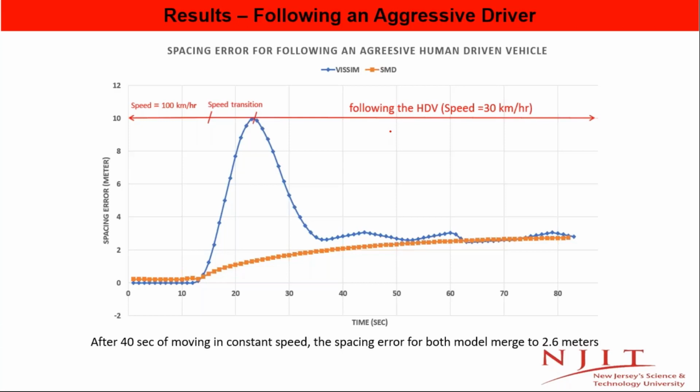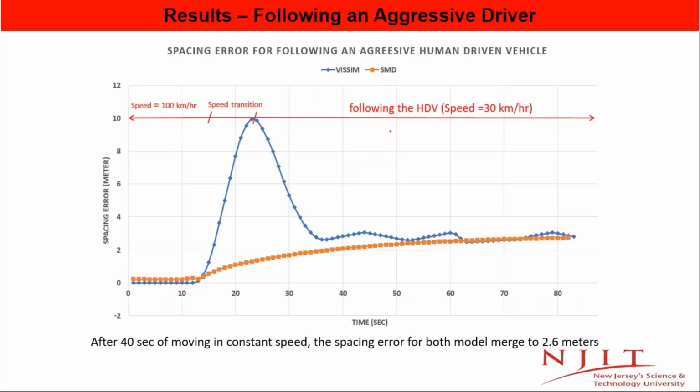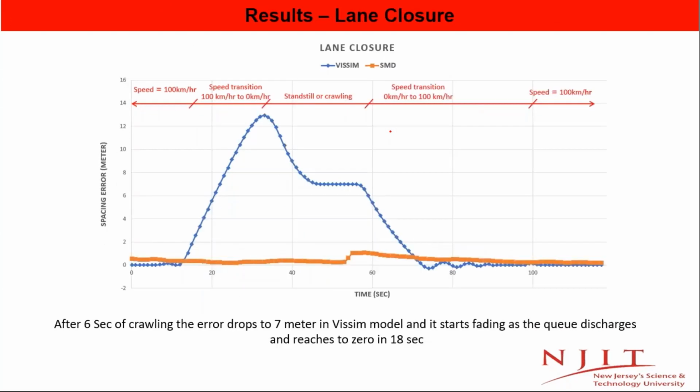Actually, I'm comparing the spacing error in this study, and a spacing error is not desired. It shouldn't happen. What I'm presenting here is that in the SMD model, a spacing error is not happening. I tried to model different circumstances which could lead to a spacing error. What we considered was variable speed limit, which is a smooth speed transition, aggressive driver vehicle, which is a harsh speed transition, and queue formation and discharge, which is a bit different, as it includes both deceleration and acceleration.